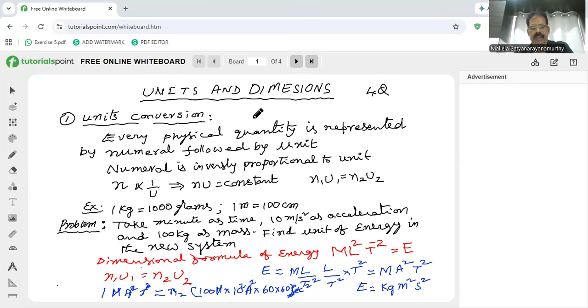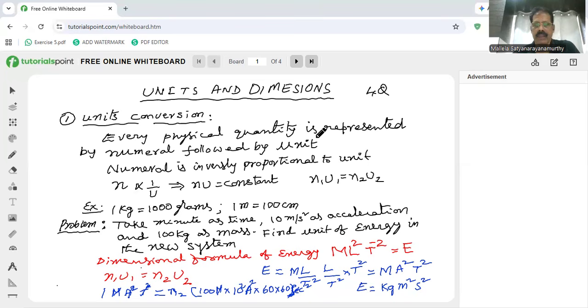From units and dimensions, you get 3 to 4 questions in every exam, nearly 16 marks, which we will get only from this chapter. There are 4 models I want to explain here. The first model is unit conversion.